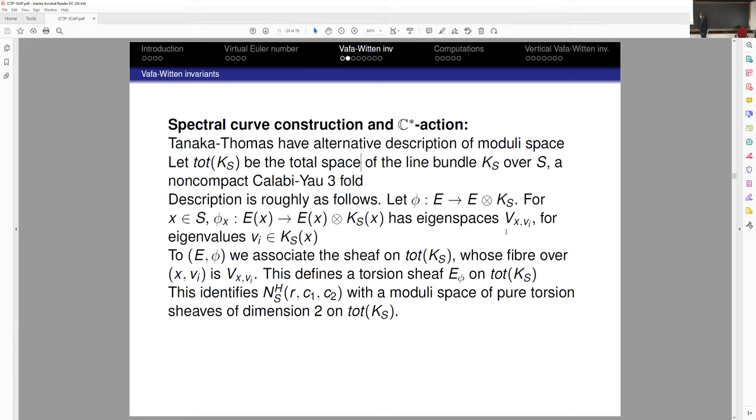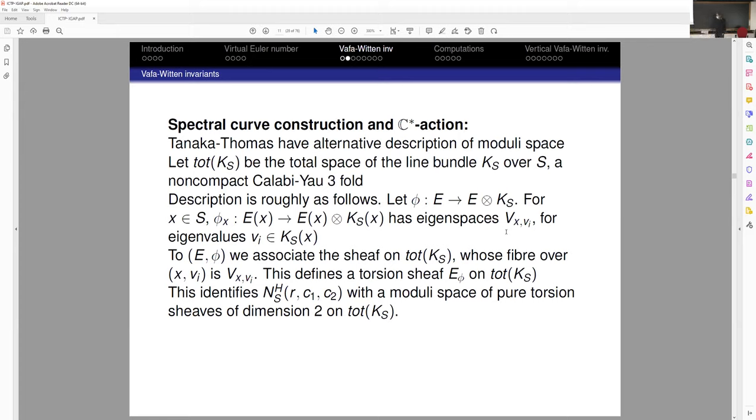And now I want to see what this does fiber-wise. So if we take a point x in S, we can look at the corresponding map phi restricted to the fiber. So there's a map from E_x to E_x tensor K_S. And so this is basically an endomorphism of E_x. So it has eigenspaces or generalized eigenspaces and eigenvalues. So it will have some eigenspaces V_i, where the eigenvalues, as a map to E tensor K_S, are actually elements in the fiber of K_S. And so it has eigenspaces V_i for the eigenvalues v_i in K_S.